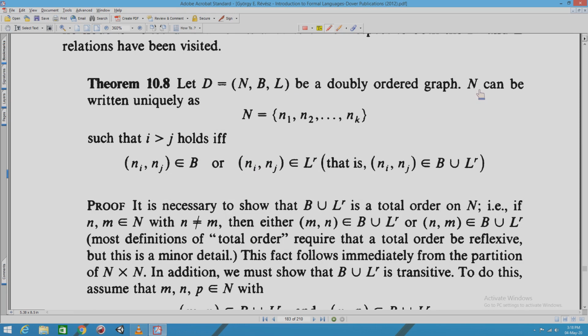Let's now move on to this theorem. Let D be a doubly ordered graph, and all the things contained in the DOG are specified here, N, B, and L. So N can be written uniquely. What is N? N is a set of nodes. So the set of nodes can be arranged in a proper sequence, N1, N2, N3, and so on, NK. Suppose there are K nodes. So these can be arranged in a proper order, such that i is greater than j. So suppose i is 9 and j is 5. So this pair becomes N9, N5. So N9 will be appearing on the later side and N5 will be appearing on the earlier side. So N5 will come before N9.